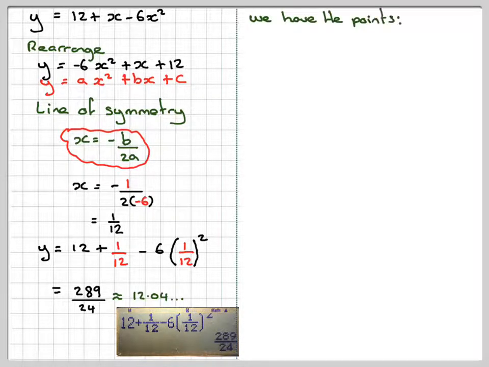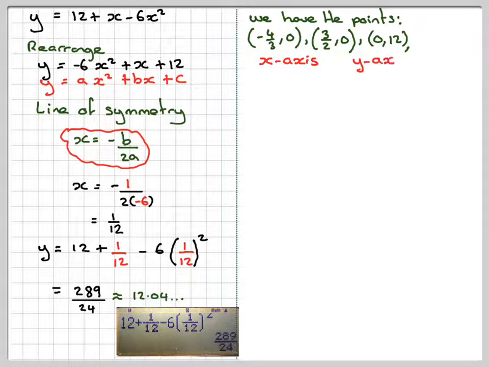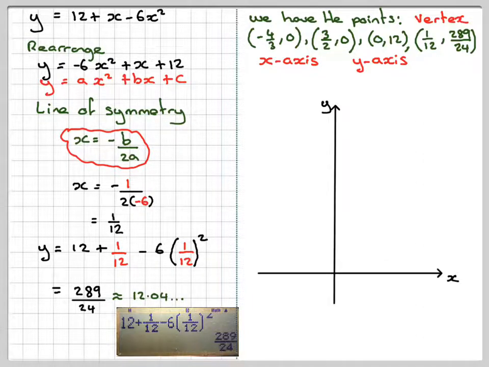We have the points minus 4 over 3, 0 and 3 over 2, 0, those are the x-axis. We have 0, 12, that's the y-axis, and we have the vertex at 1/12, 289 over 24. Now the sketch needs to be relatively large. It's better actually done on plain paper. So draw a set of axes, x and y.